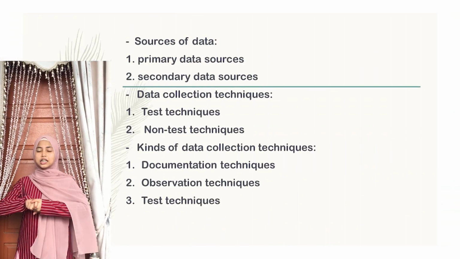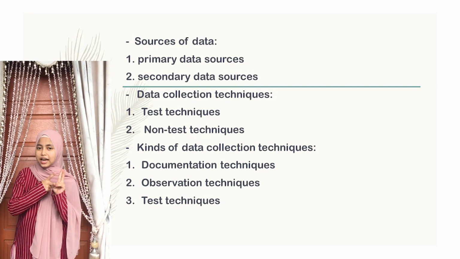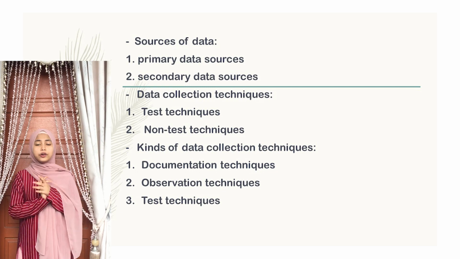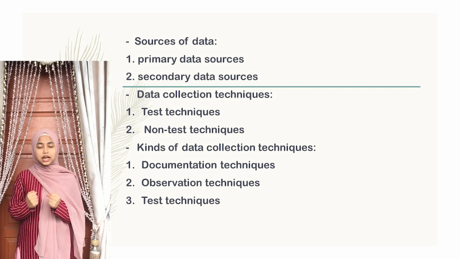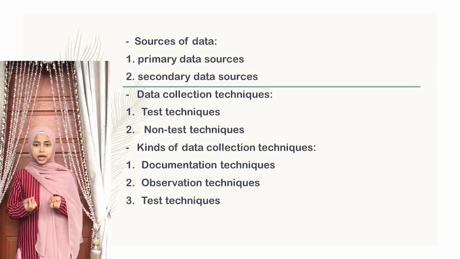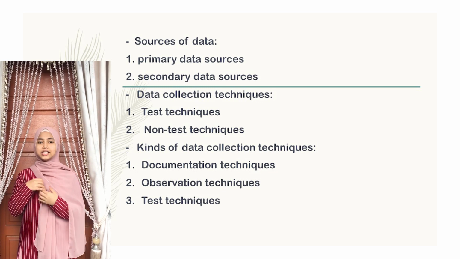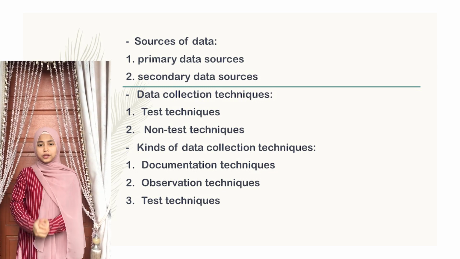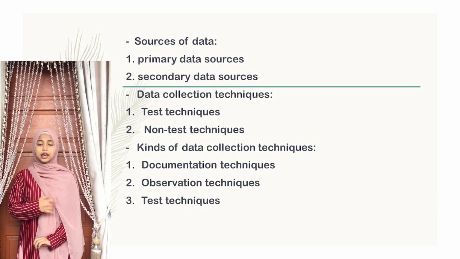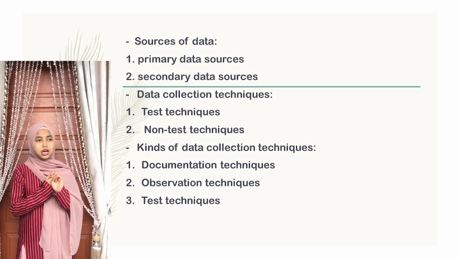Okay, next, the data source is divided into two: one, primary data and two, secondary data. Primary data is taken from the results of tests carried out by students specifically for the aspect of understanding the concept. Meanwhile, secondary data is obtained from observation data during learning. Then next, data collection techniques: test and non-test.